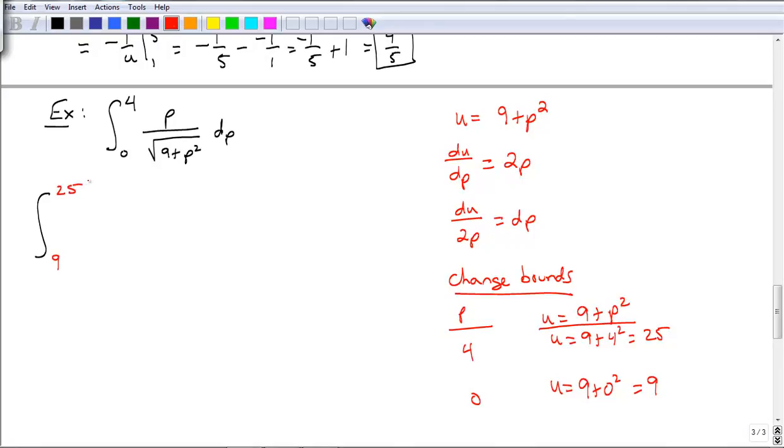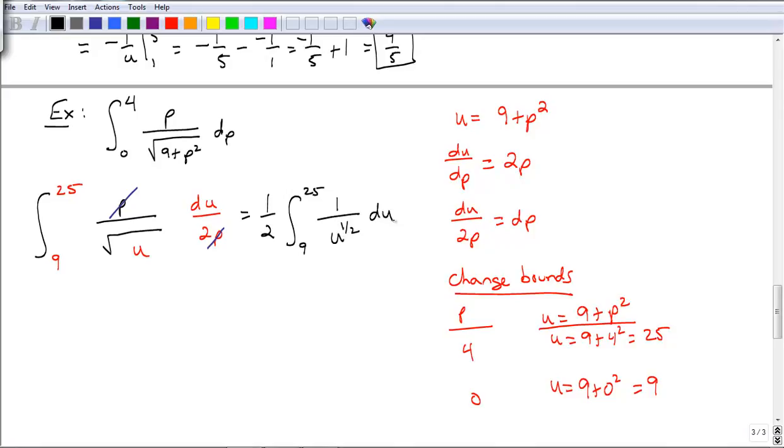These bounds will match the u that I'm going to put in. P over the square root of, the stuff under the square root is what I'm calling u. And instead of dp, I write du over 2p. We notice that the p's will cancel. That 2 on the bottom is a fractional 1/2, 9 to 25. And the square root of u is u to the 1/2. I'm going to bring that to the top as u to the negative 1/2.